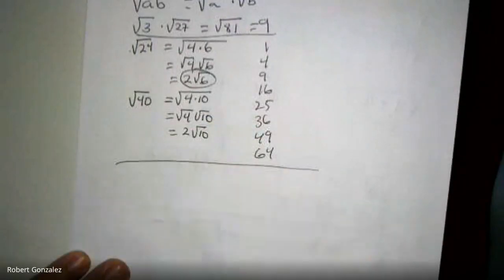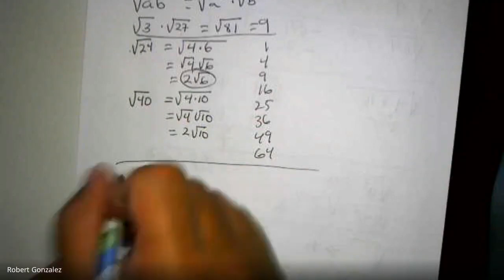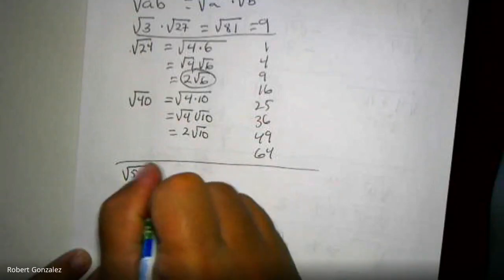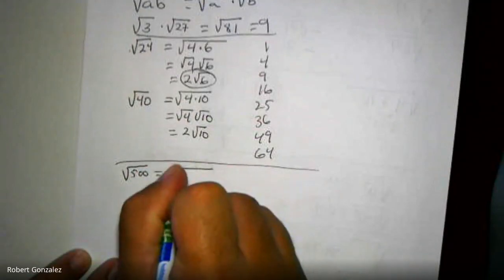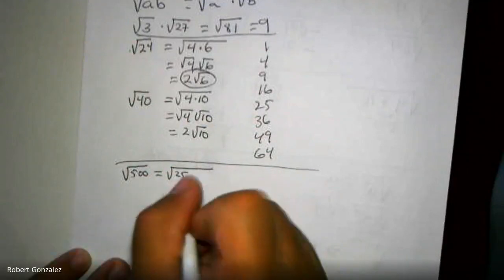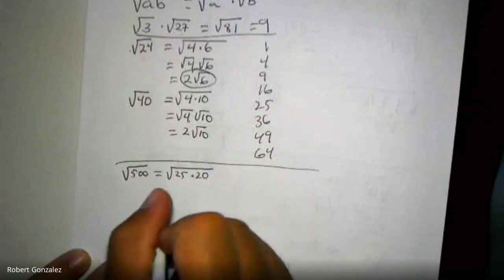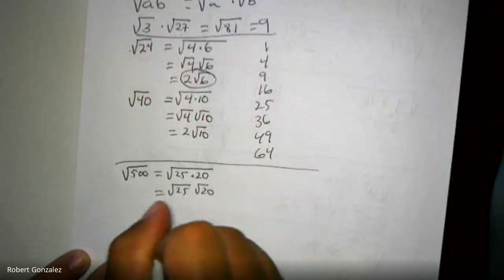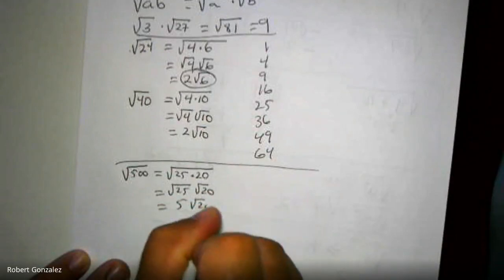Sometimes you're going to have big numbers. Let's say, for example, radical 500. And we know that 100 goes into it, but let's act like we don't know that. Our mind's blank today. And I say to myself, I know 25 goes into it. How many quarters are in $5? 20 of them. So I'm going to simplify it with 25 and 20, giving me 5 radical 20.